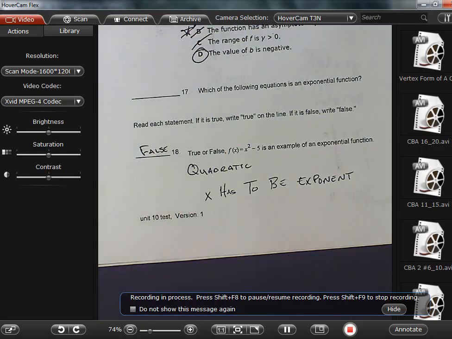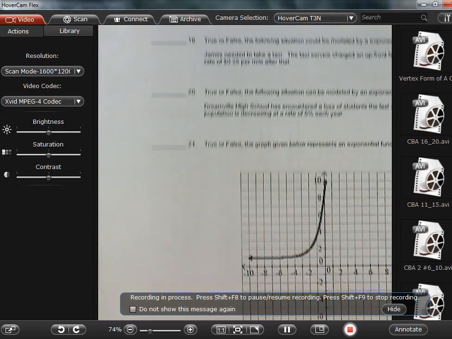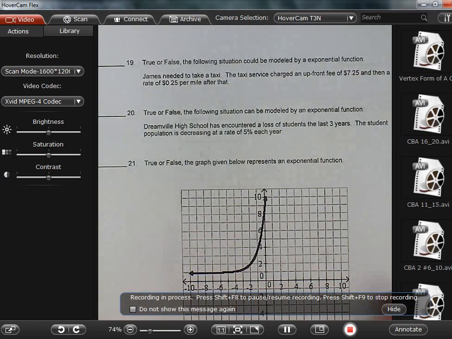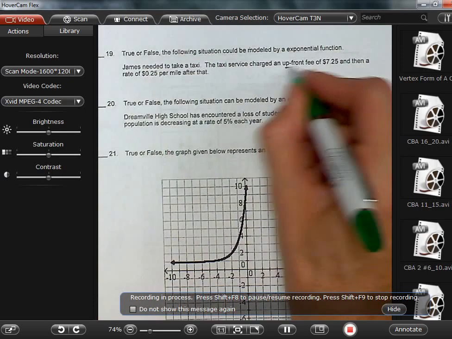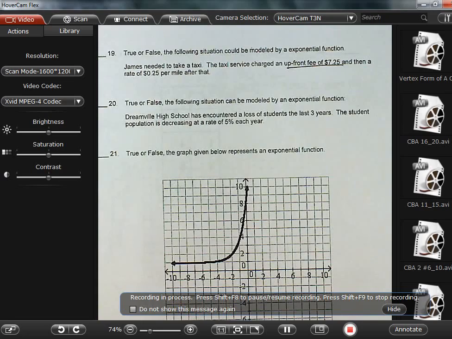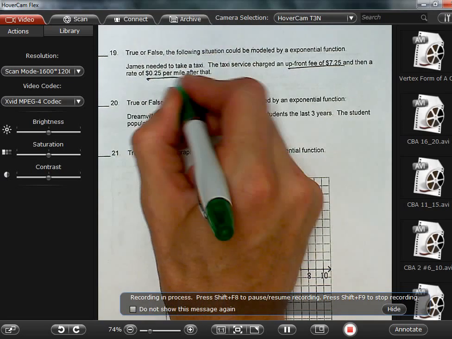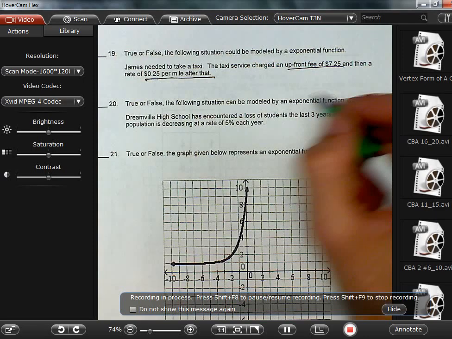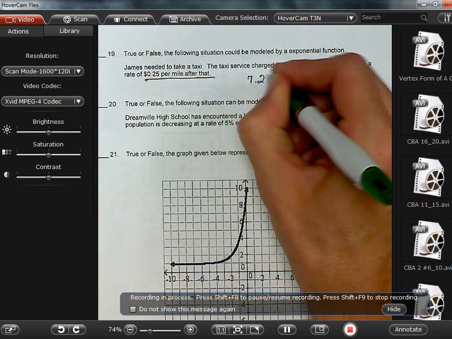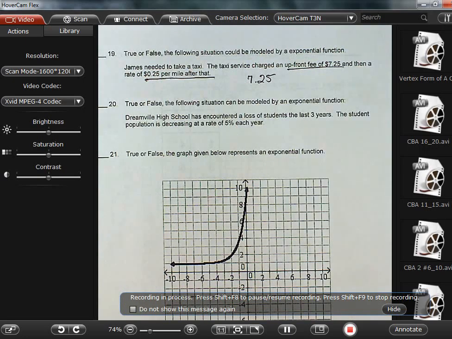Okay? 2 more. We're only going to go through 20. The following statement could be modeled as an exponential. James needs a taxi ride. They charge an upfront fee of $7.25 and then 25 cents per mile after that. Someone tell me what that looks like. How much money is it going to cost me? How much am I paying no matter what? So that's my starting amount. Am I adding, subtracting, multiplying, or dividing?